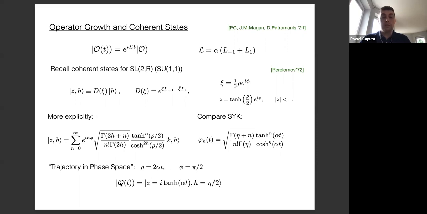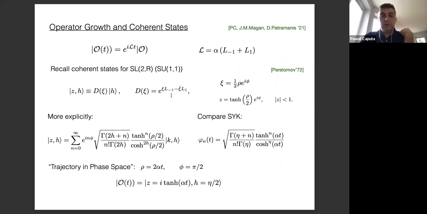So in other words, you can think about this state that is very interesting for us, this Krylov basis state, as a coherent state for this particular value of the complex parameter. And maybe a better way to say this is that this operator growth is actually a trajectory in a phase space given by these coordinates, rho equals 2 alpha t and phi equals pi over 2. That's the interpretation that will be important in the rest of my talk.